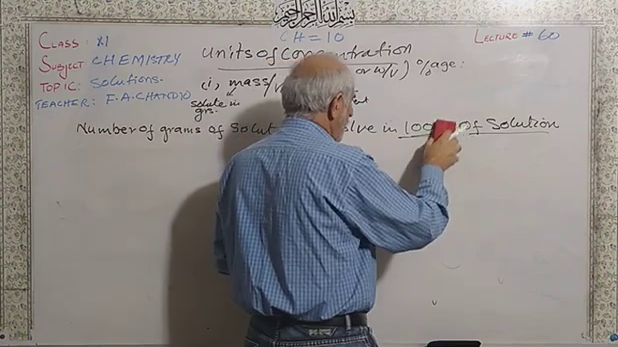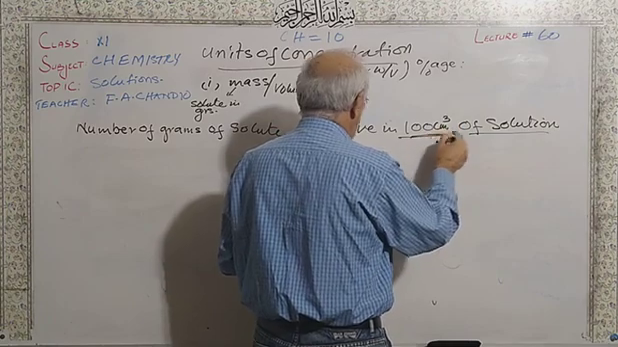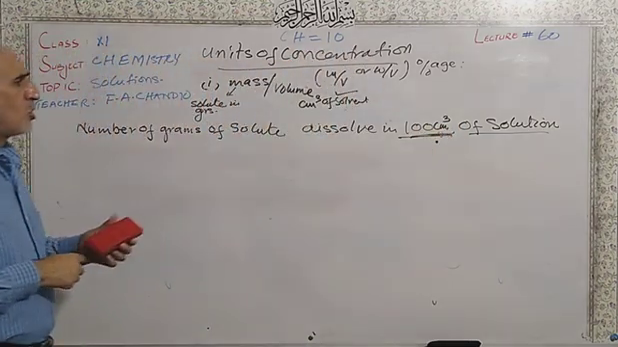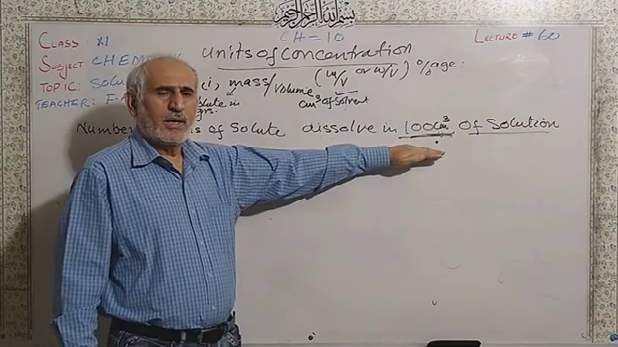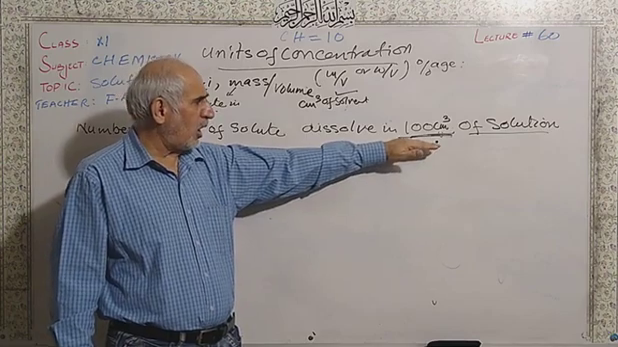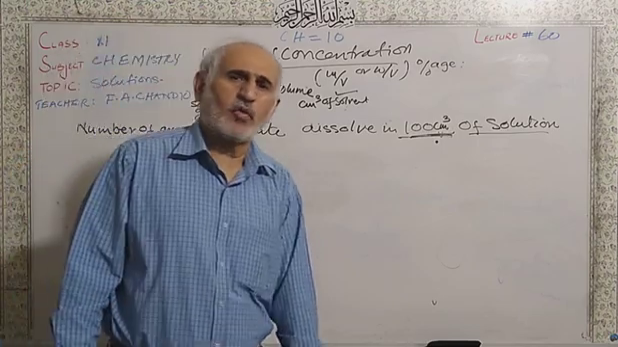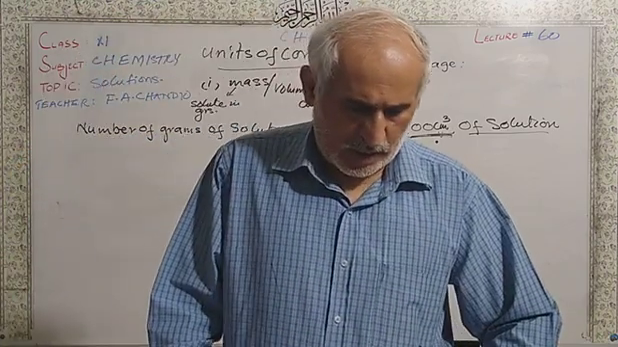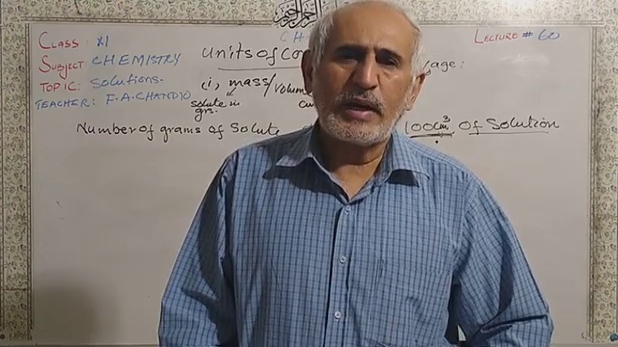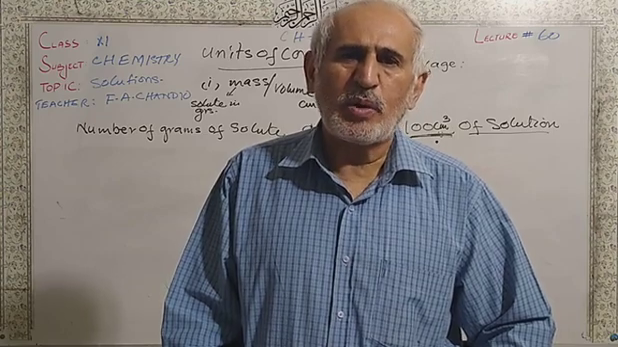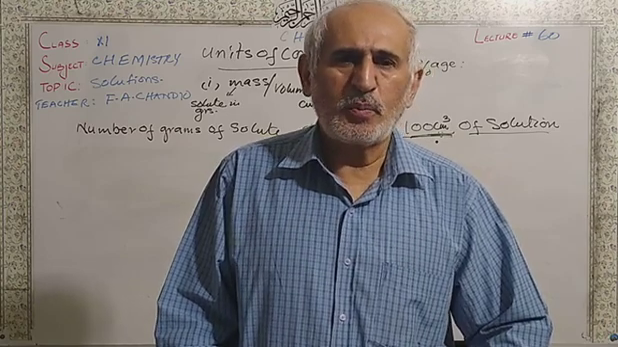Dissolved in 100 centimeter cube of solution. You should have the total volume of solution 100 centimeter cube. Number of grams of solute dissolved in 100 centimeter cube of solution is called mass volume percentage.